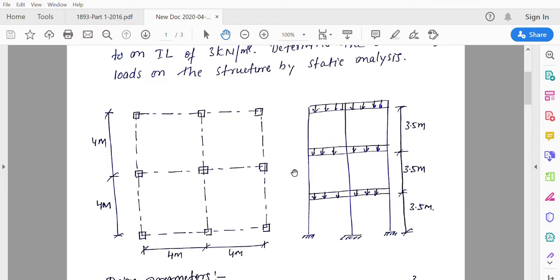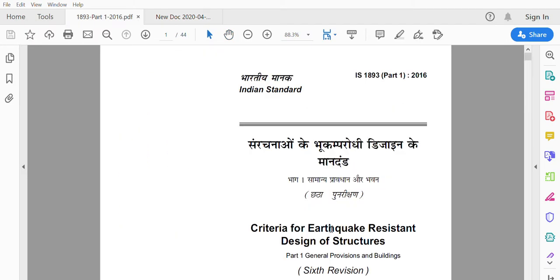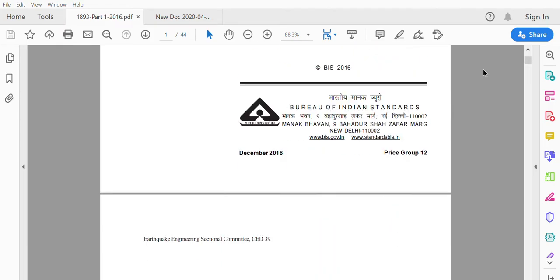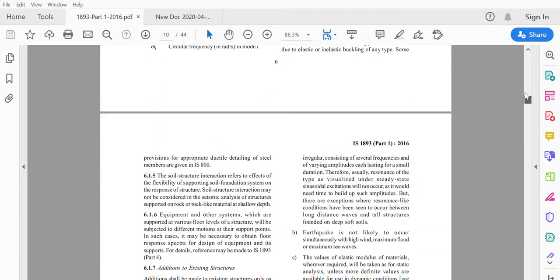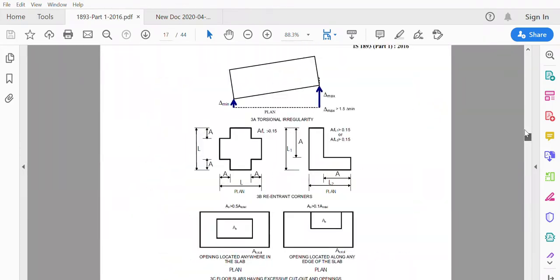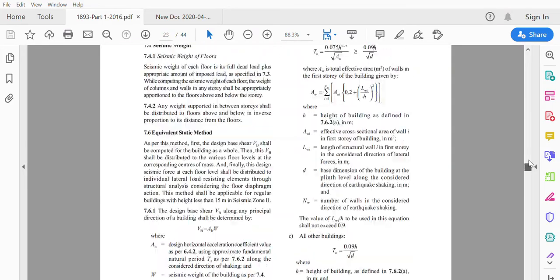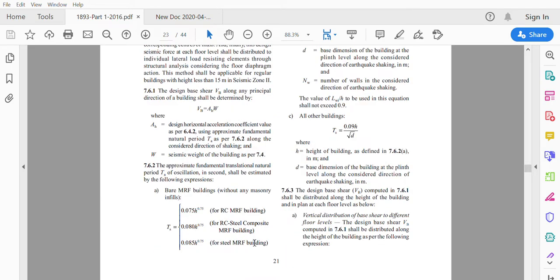So to calculate design lateral force by using IS 1893, you can refer to page number 21 of the IS 1893 2016 codebook. On page number 21, the design base shear VB along any principal direction of the building shall be determined by VB = AH × W. AH is the design horizontal acceleration coefficient, and W is the seismic weight of the building.